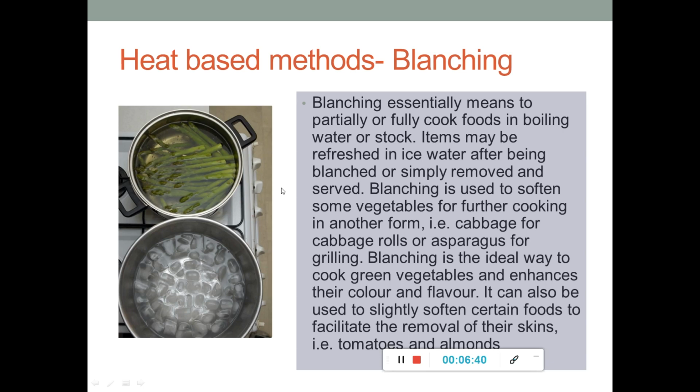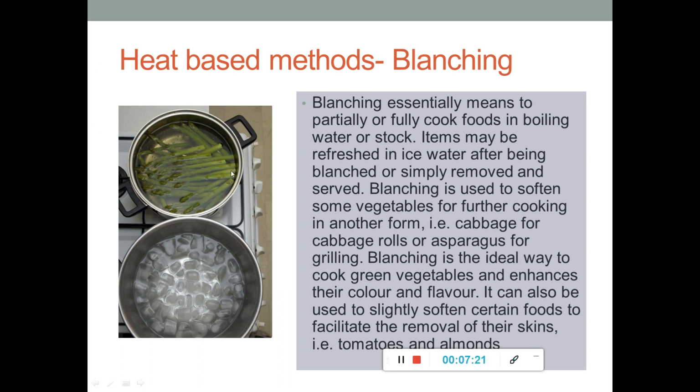What is blanching? Blanching means to partially or fully cook foods in boiling water or stock. Here, the items may be refreshed in ice water after being blanched or simply removed and served. It is often done to soften some vegetables for further cooking in another form, for example cabbage for cabbage rolls or asparagus for grilling. It is the ideal way to cook green vegetables and enhances their color and flavor. It can also be used to slightly soften certain foods to facilitate the removal of skins, for example of tomatoes and almonds.